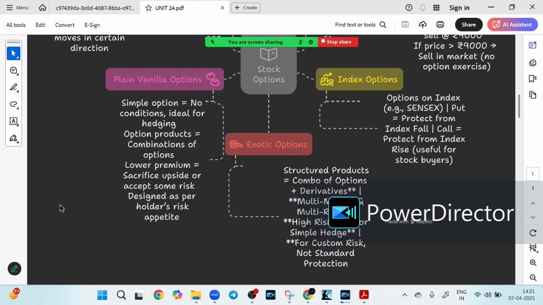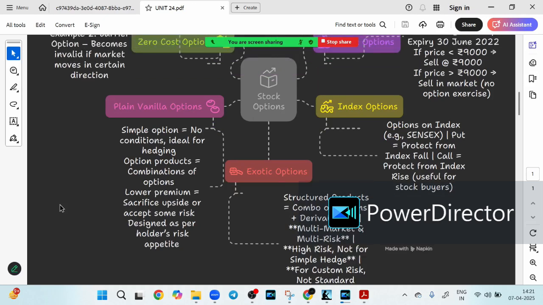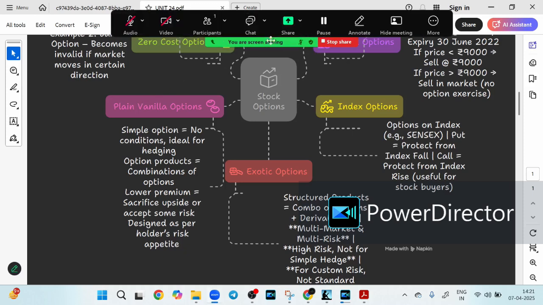It is a simple option, no condition. It can also be a combination of options, where the premium is lower. That means you either sacrifice upside or accept some risk, designed as per the holder's risk appetite.